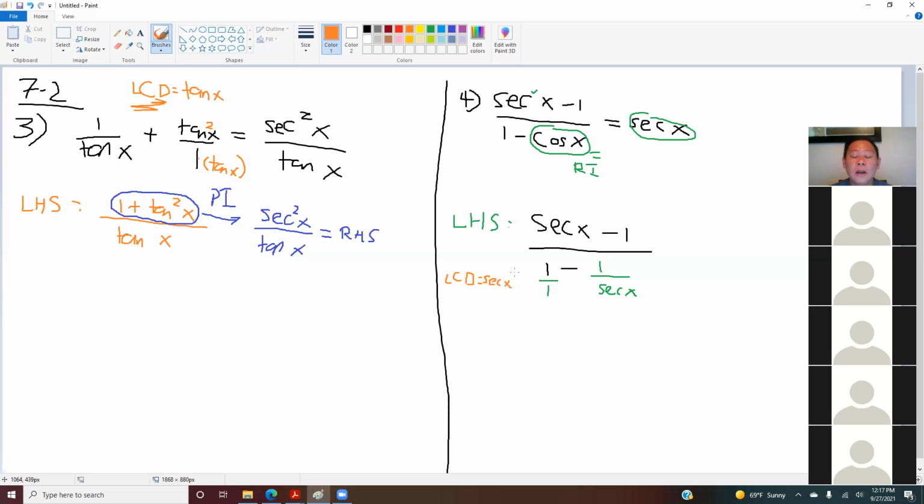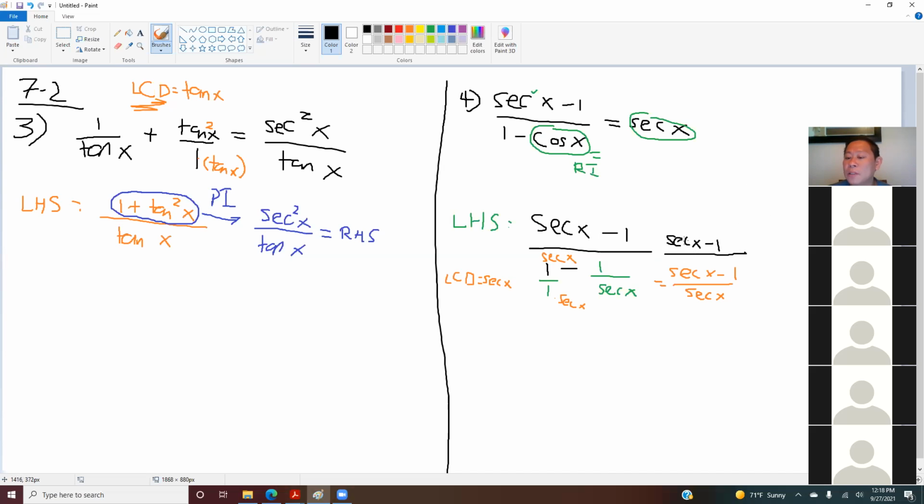Secant x. So what we do here is like what we did in number 3. We multiply this with secant x because that is what is missing. This one we do not need to because they are the same; they have a secant x denominator. So we have secant x on the bottom, and secant x minus 1. The top one I just rewrite without any changes. The bottom one is the one that we change, very similar to number 3.